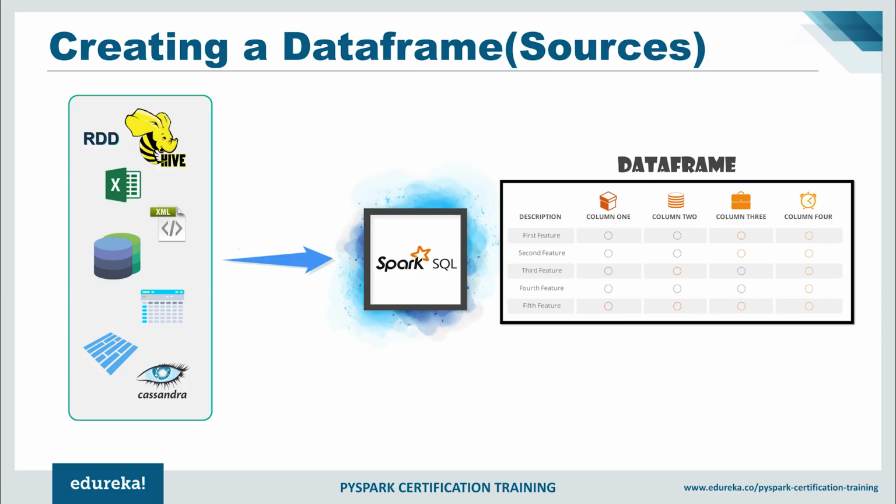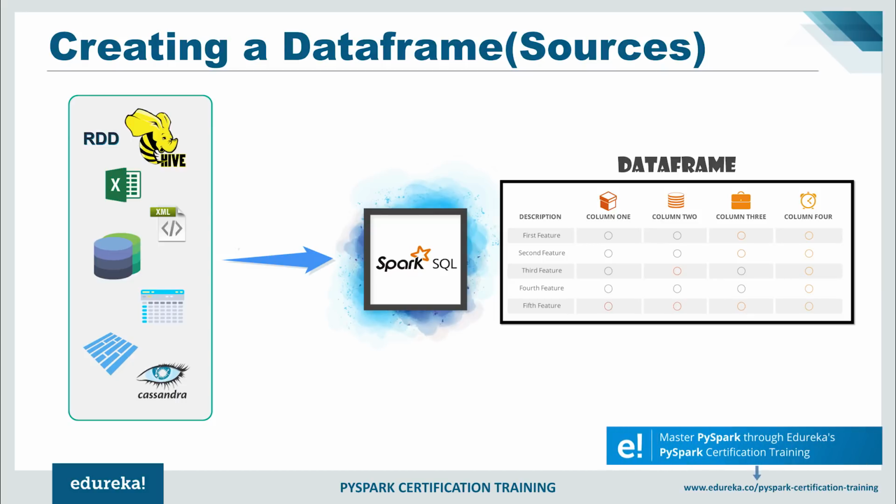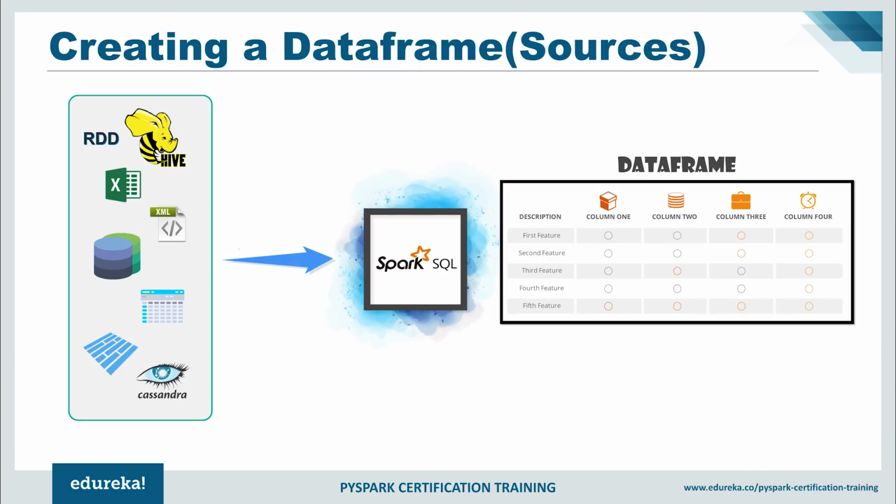Now, a data frame in Apache Spark can be created in multiple ways. It can be created using different data formats, for example, loading data from JSON, CSV, XML files, Parquet files, and it can also be created from an existing RDD, as well as from various databases like the Hive database, the Cassandra database, and it can also be created from files which are residing in the file system as well as the HDFS.